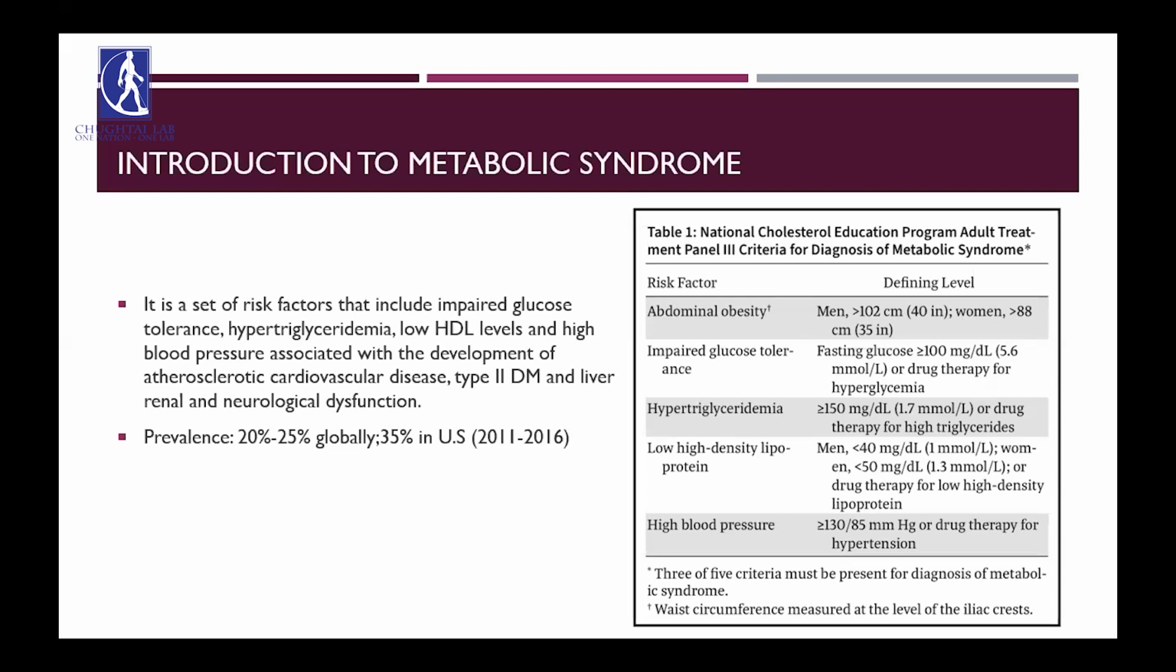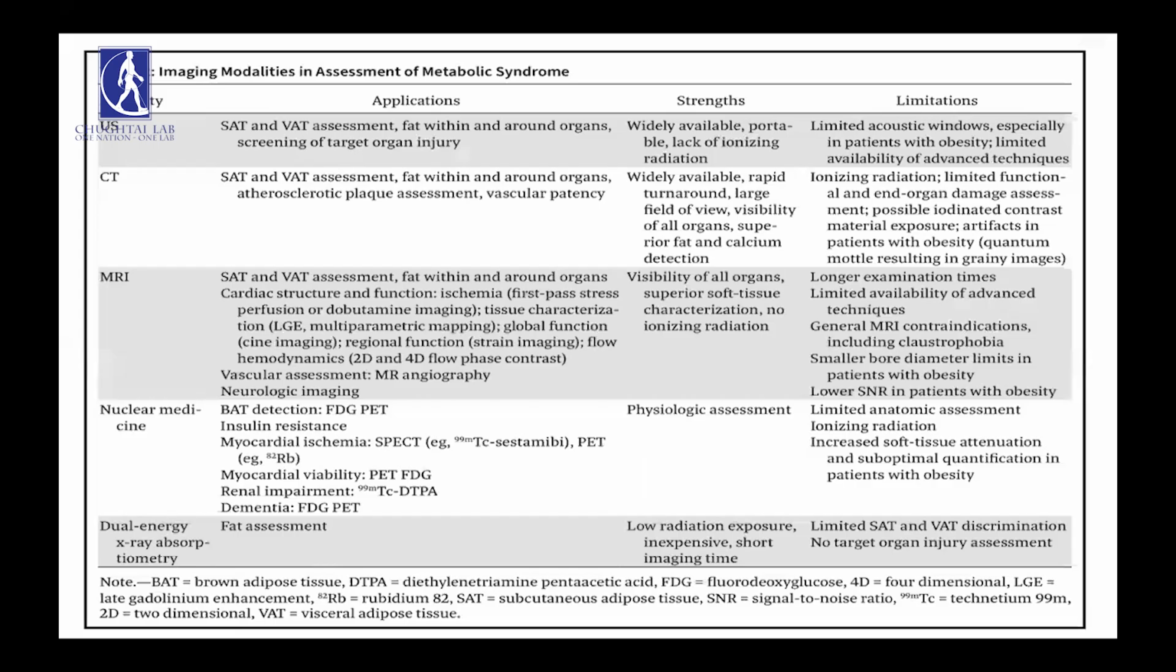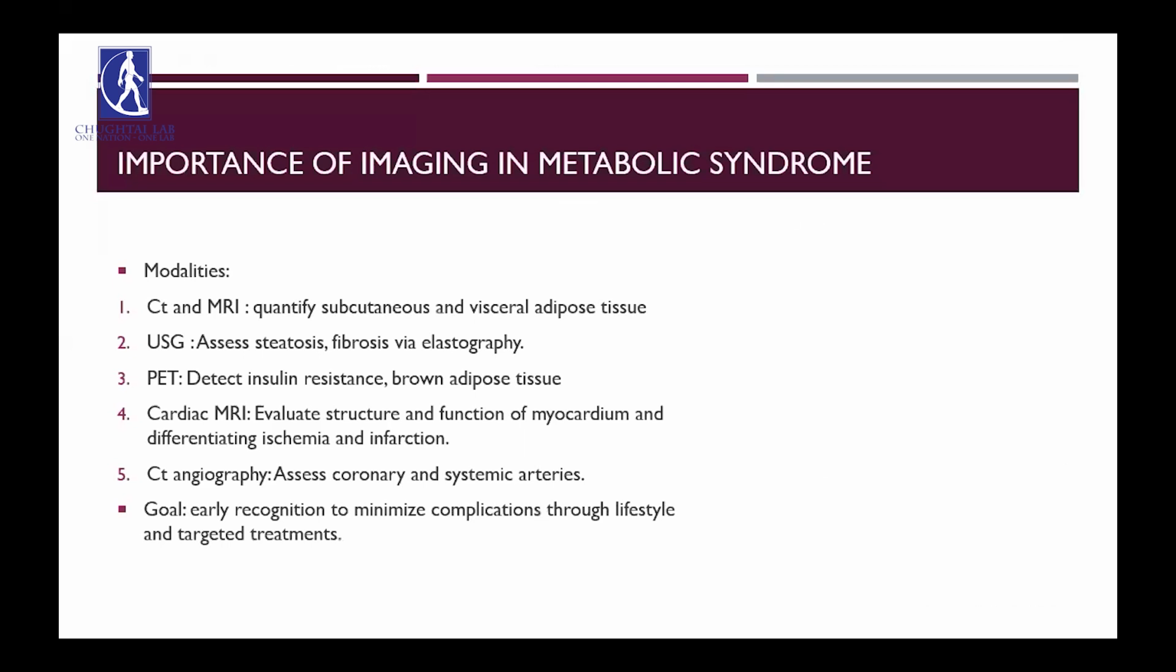So the prevalence of metabolic syndrome is 20 to 25% globally. And according to 2011 to 2016 stats, its prevalence is 35% in the United States. So given its global prevalence, diagnostic imaging plays an important role in diagnosis and surveillance of complications.